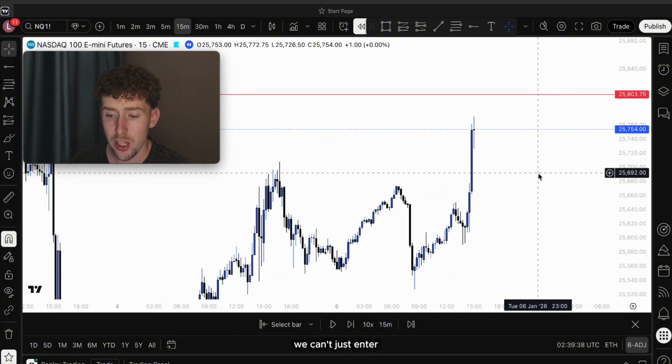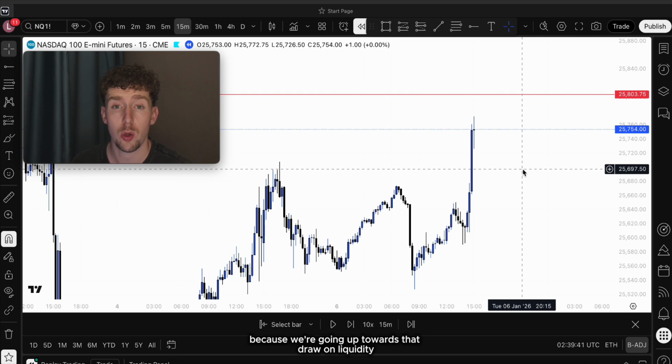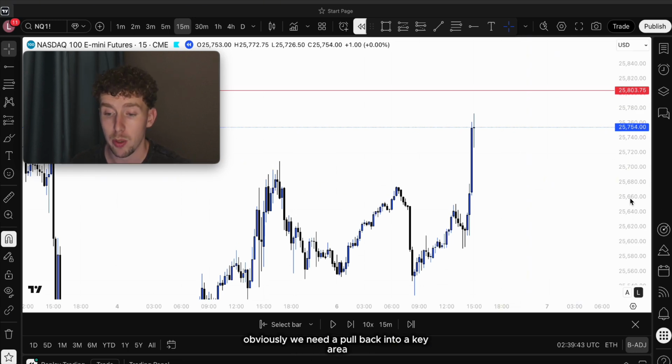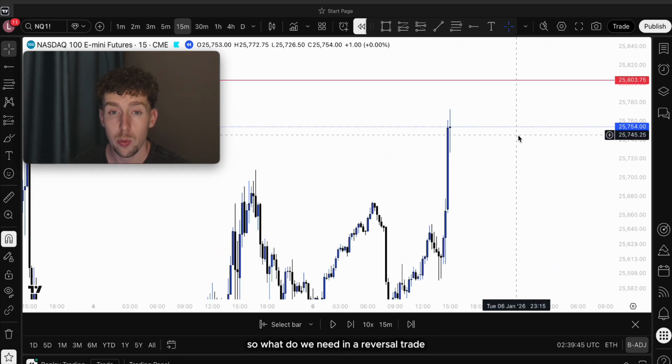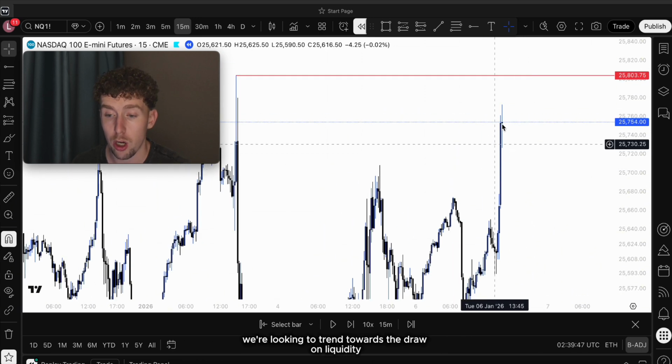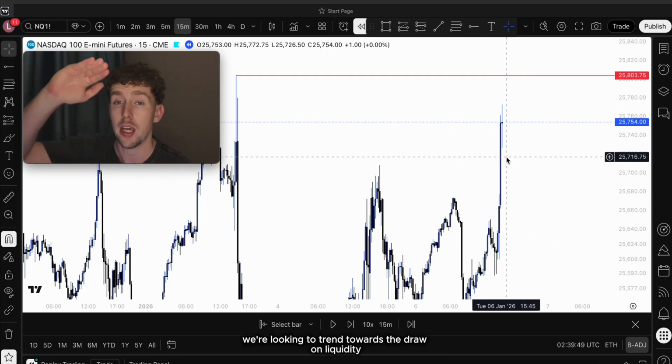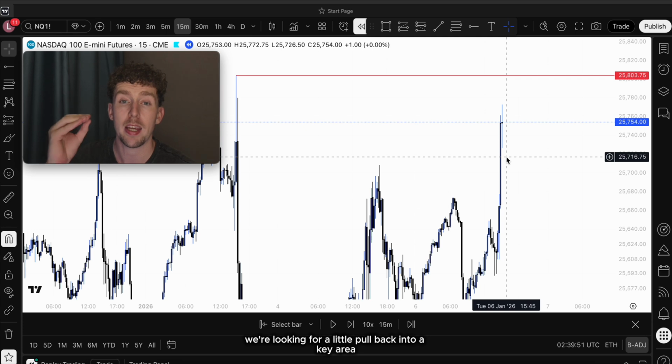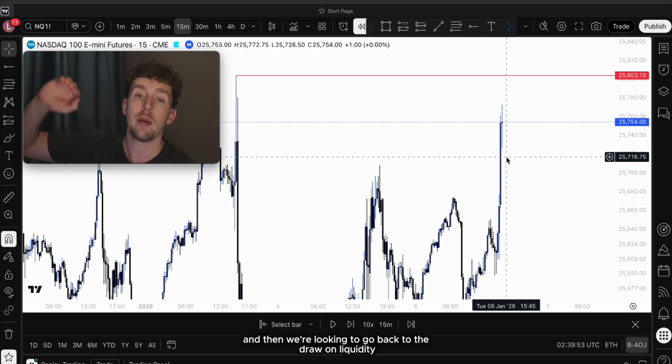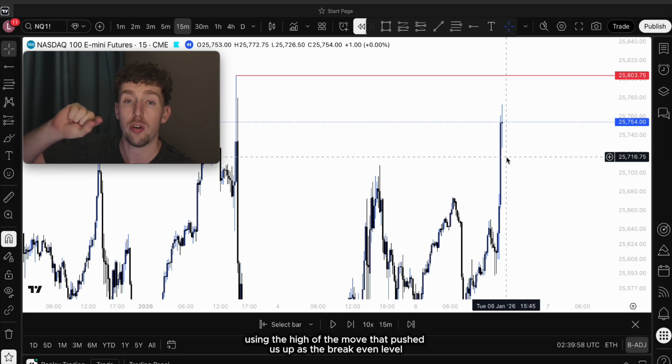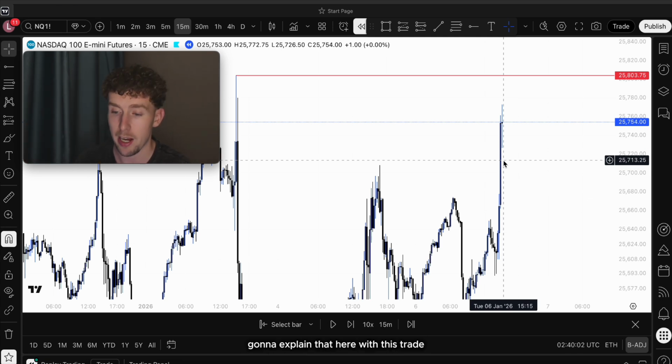Now, we can't just enter because we're going up towards that draw on liquidity, obviously. We need to pull back into a key area. So, what do we need? In a continuation trade, we're looking to trend towards a draw on liquidity. We're looking for a little pullback into a key area, and then we're looking to go back to the draw on liquidity using the high of the move that pushed us up as the break-even level. I'm going to explain that here with this trade.